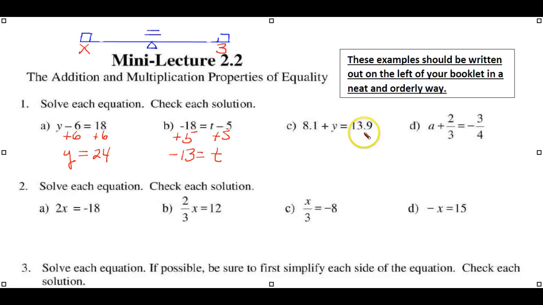All right, some of these are very easy. Take a moment. We want to isolate the y. So we're going to subtract 8.1, subtract 8.1. We then get y equals, this is going to be 8, 5.8.